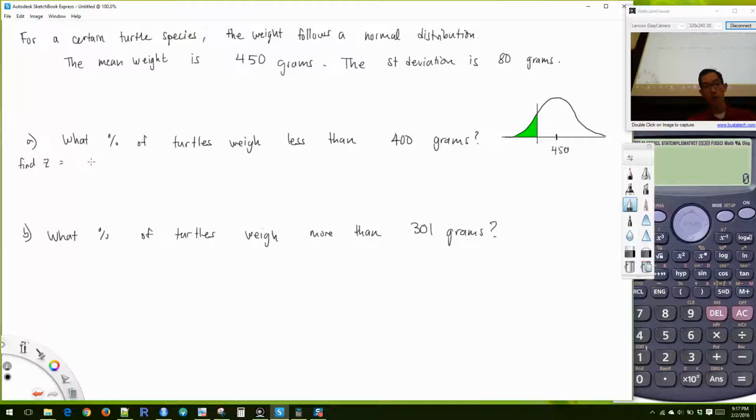So z is going to be x minus mu, 400 minus 450, divided by sigma, our standard deviation of 80, okay? And when I do this, I get negative 0.625. I think a lot of you got this far. It's very important that you keep the negative sign there. z is always x minus mu over sigma. Some people did 450 minus 400. That's going to give you the wrong answer.